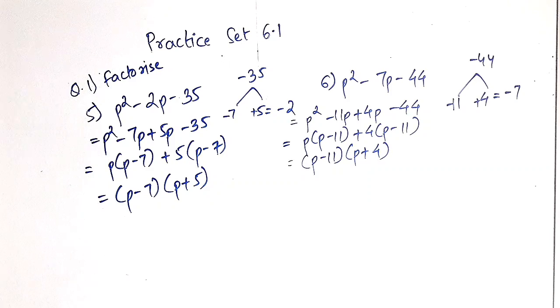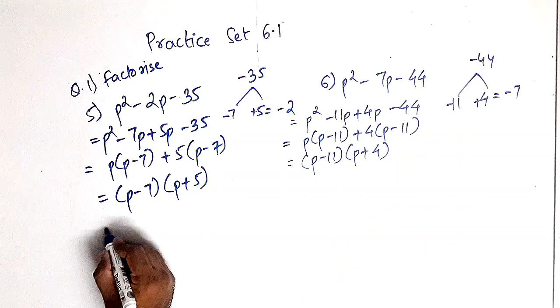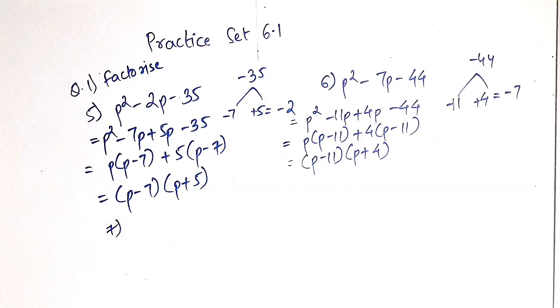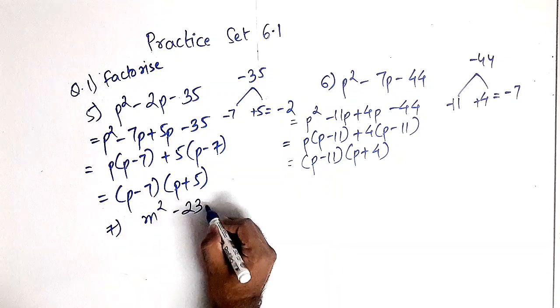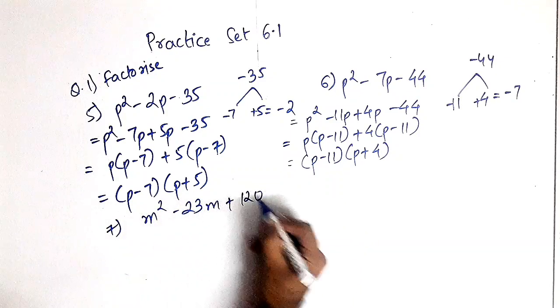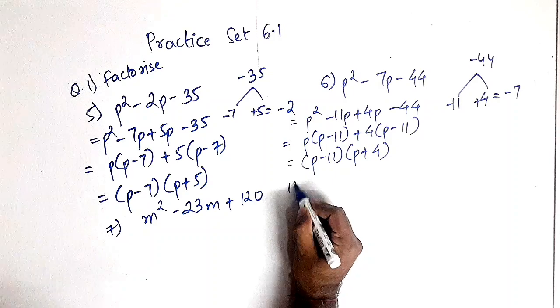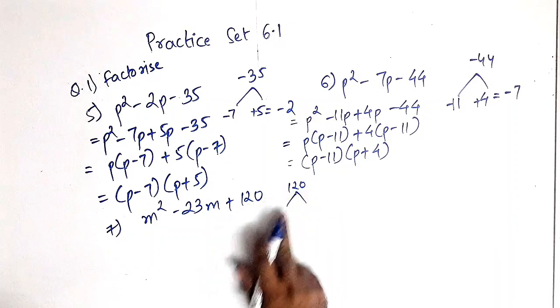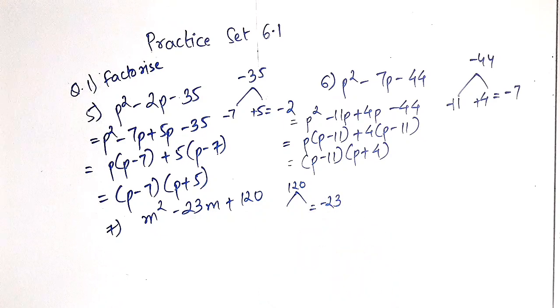Okay, so this is how you will factorize. We'll move on to the seventh one. The seventh one is m square minus 23m plus 120. Now if you see, I want 120 as the product and this minus 23 as the sum.